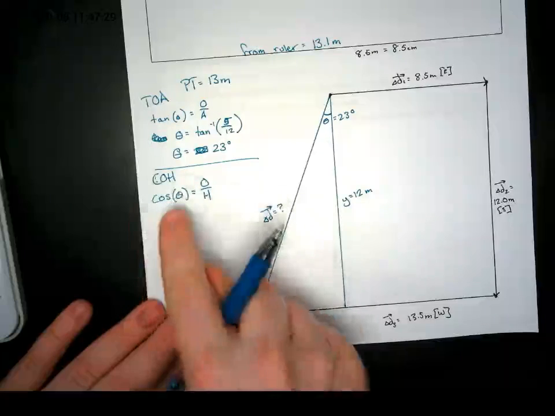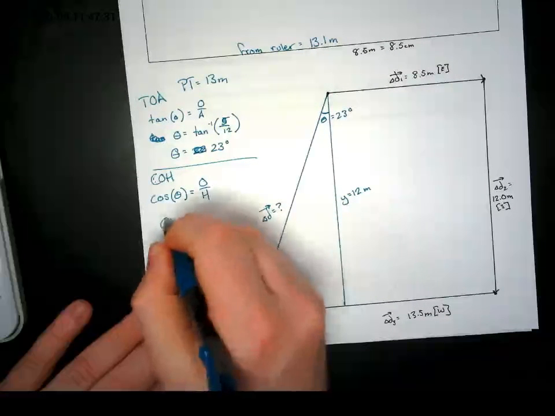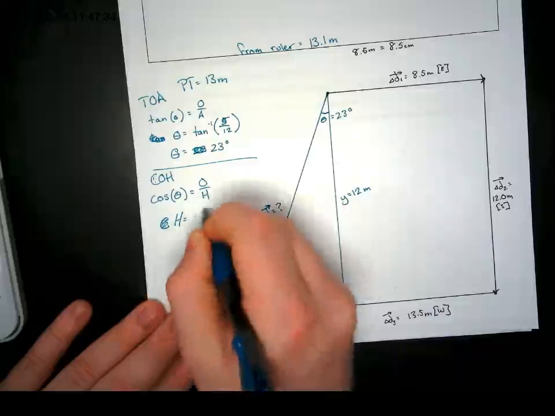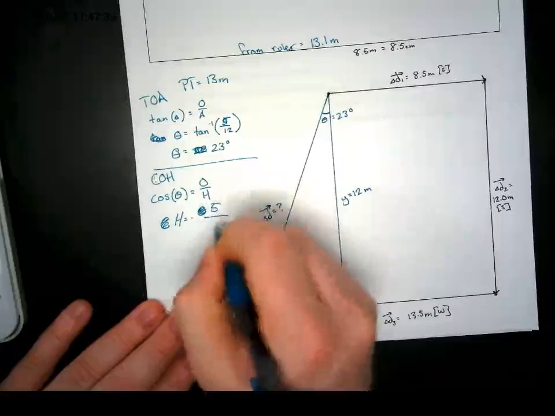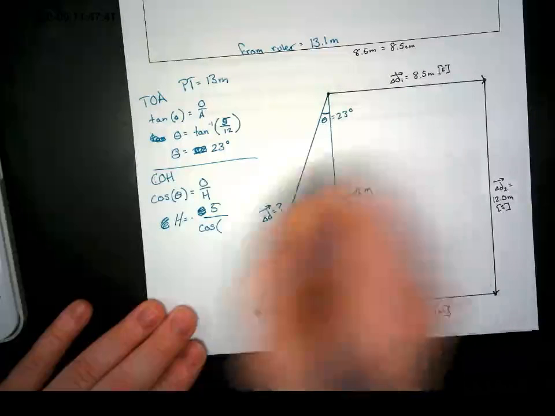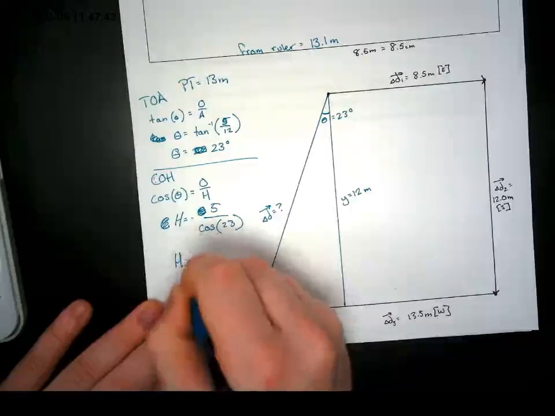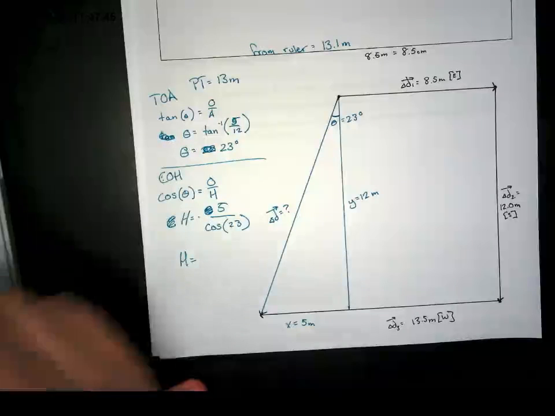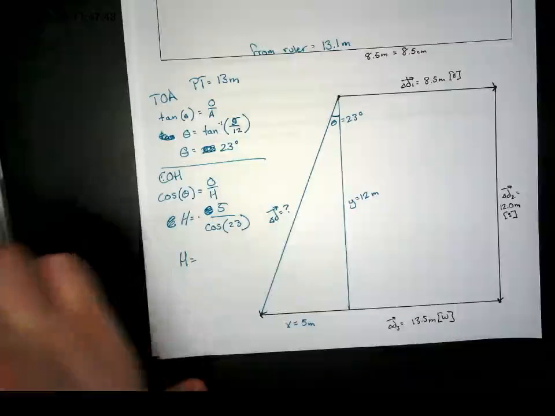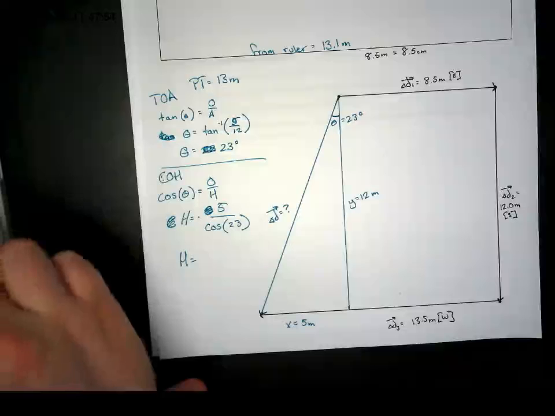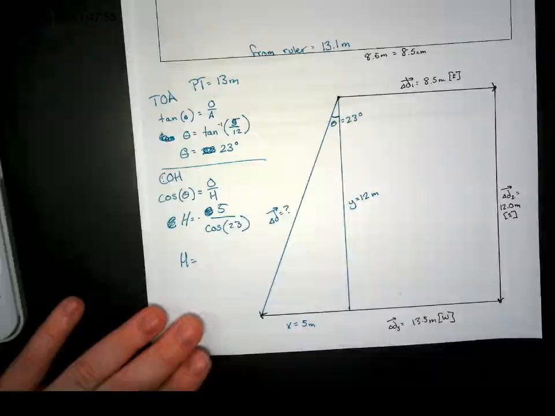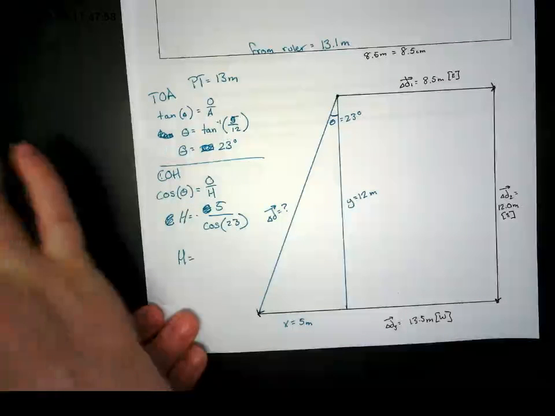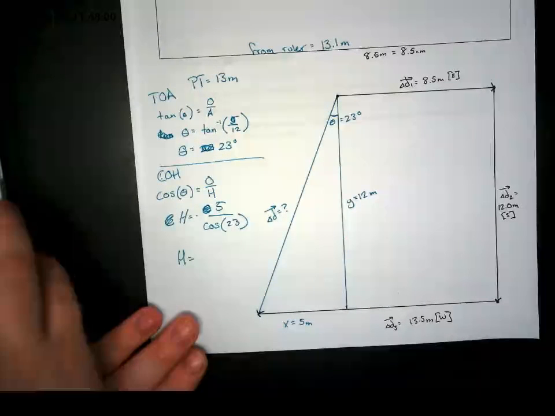Okay. Again, we can just switch these, so then h is equal to opposite, which in this case is going to be 5, and then cosine of 23. So that's 5 divided by the cosine of 23. Ooh, what happened there? What did I do wrong? I'm in degree. Why? Hold on, sorry.